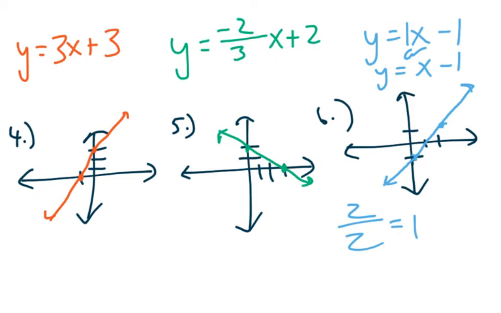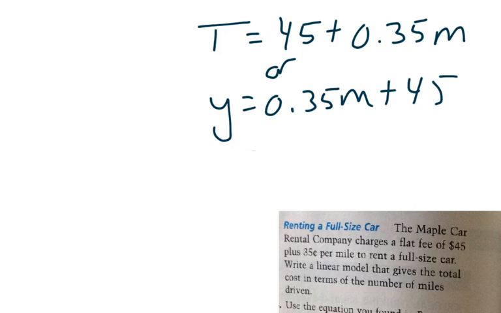And then the last one, we have the total cost is equal to the $45 flat fee plus 35 cents times however many miles you are driving. You could also elect to switch the order of that since addition is commutative. You could also replace the t and the m with an x and a y if you're more comfortable with that. So y equals 0.35x plus 45.